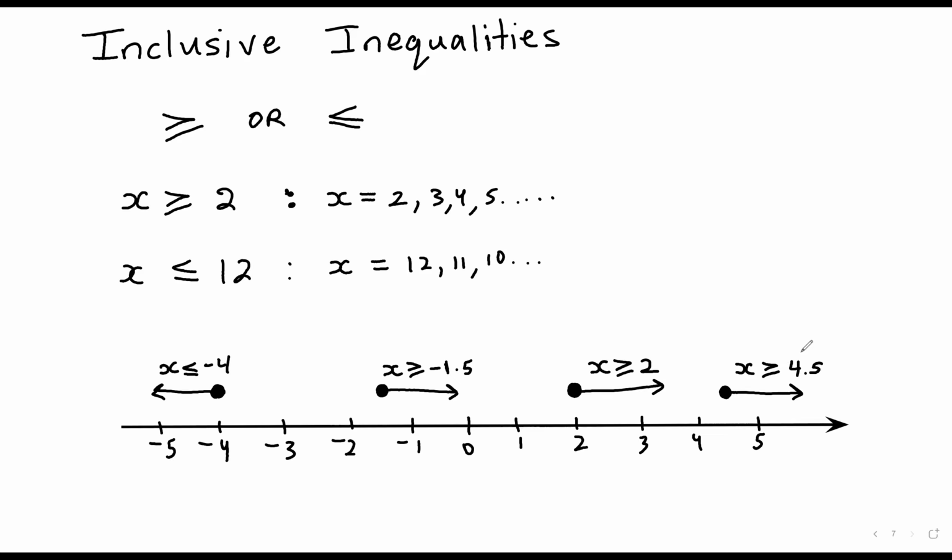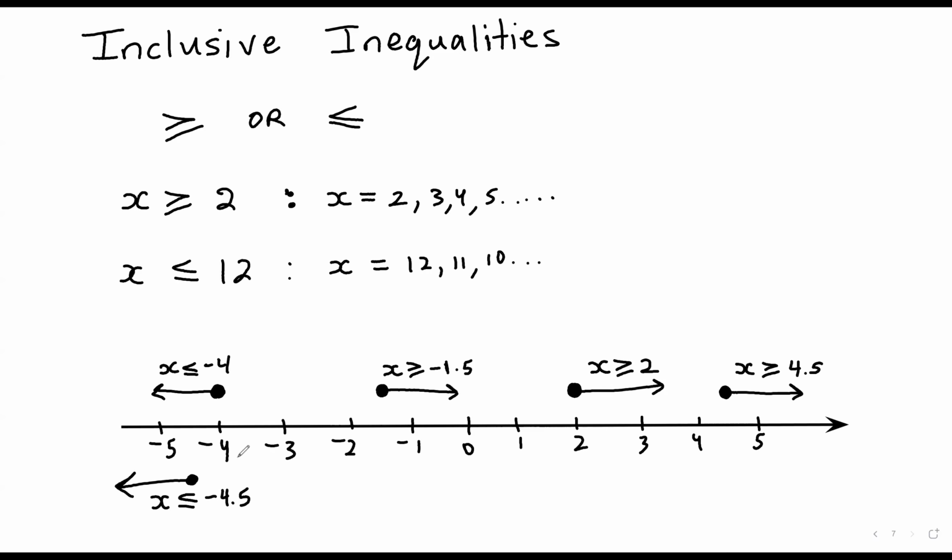So therefore, if I wanted to show x is less than or equal to negative 4.5, firstly, negative 4.5 will be between negative 4 and negative 5, which would be here, right? And less than would be to the left. So this is x is less than or equal to negative 4.5.